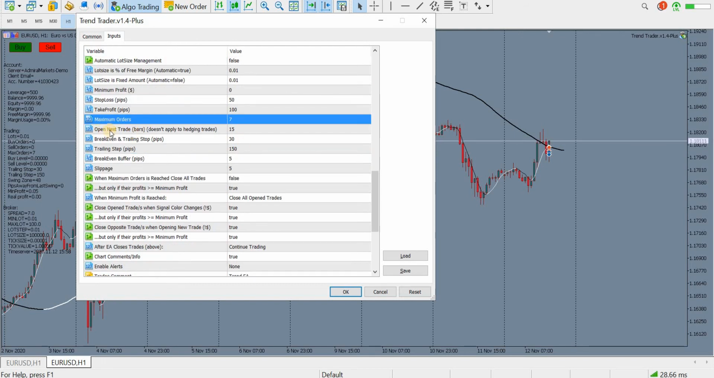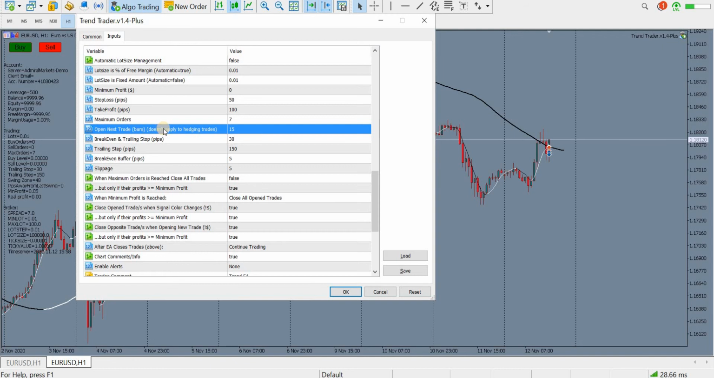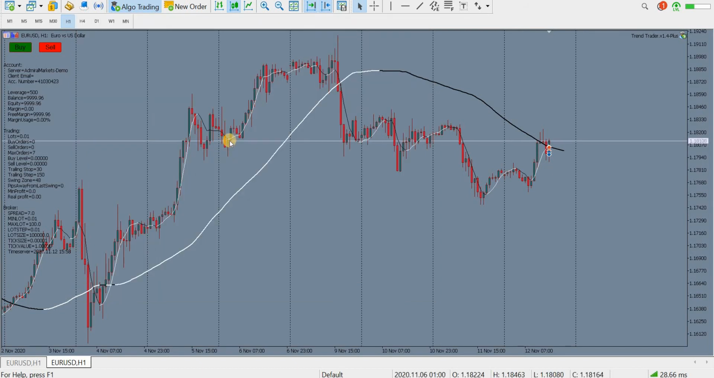Now you have the option to open the next trade a certain number of bars away from the previous trade. Basically, it means that if the expert advisor opens a trade here, it will open the second trade only if there is a 15 bars distance between them.